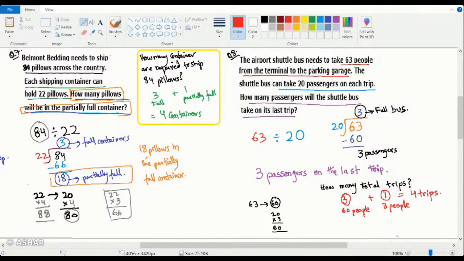Yes. Total trips would be 4, Carrie. Yes, it is 4. Why? There are 3 passengers on the last trip, but if the question is changed, how many total trips? See, we need to look at multiple possibilities over here, right? They could have asked us how many total trips. So we are looking at both the possibilities, okay?